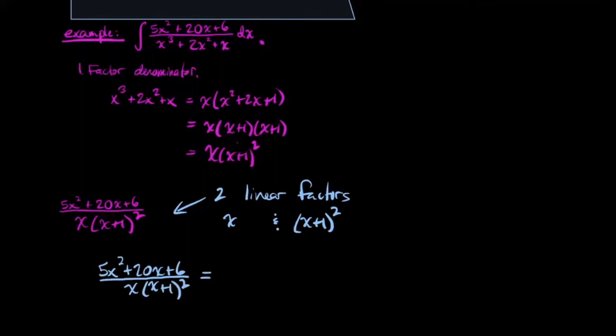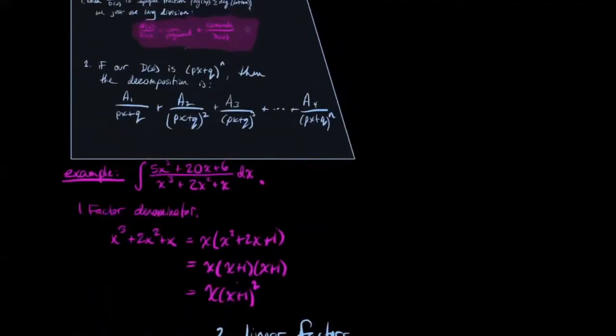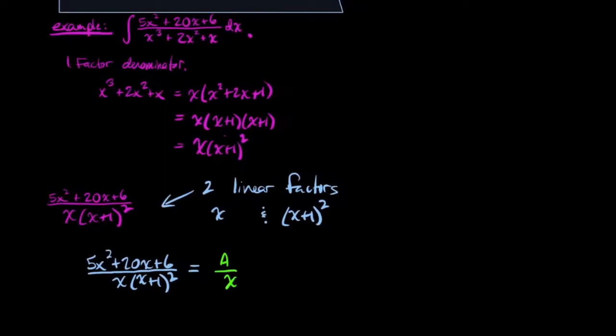And according to our rules here, for if we only have one factor, meaning px plus q to the 1, we're just going to have this single term there. And that's what happened before to us. And then for the x plus 1 squared, we're going to have these two. Okay, so this thing is going to become now a over x, and that's belonging to the x.